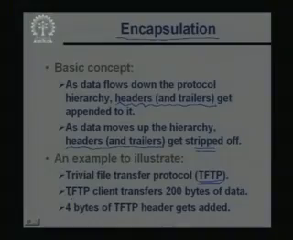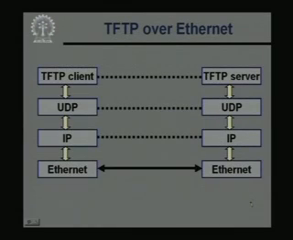So, we assume that the TFTP client is trying to transfer 200 bytes of data, and this TFTP protocol appends a header which is of size 4 bytes. So, with this information, let us see how this encapsulation takes place. First, we will look at the 4-layer protocol diagram: Ethernet, IP, UDP, and at the application layer level, on one side you have the TFTP client and on the other side you have the TFTP server.